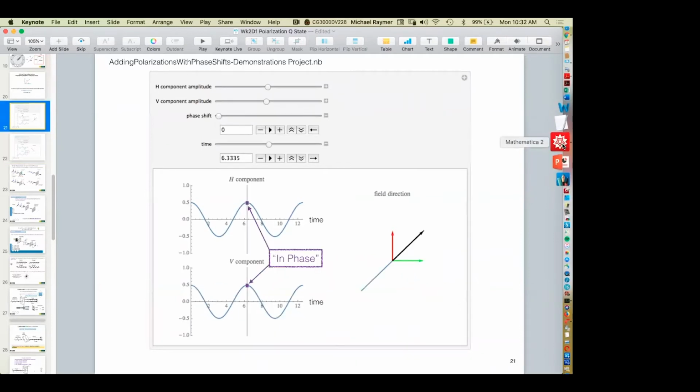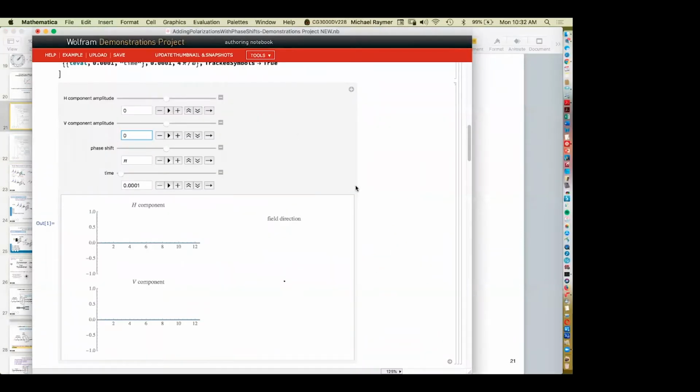Okay, so let's go over to the Mathematica. So I hope everybody can see this. Let me know if you can't, Amy. So over here we have the field direction, which is pointing to 0 right now. And over here we have two graphs. Time is on the horizontal axis. The amplitude is the H component and the V component. So if I put in a little bit of H component, and then I turn on the animation, it oscillates back and forth like that.